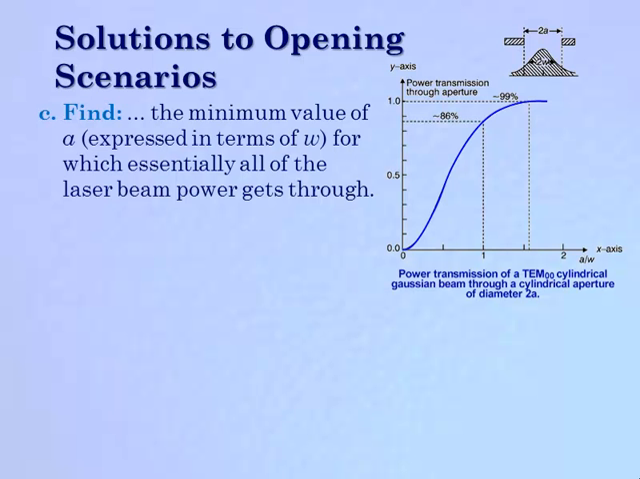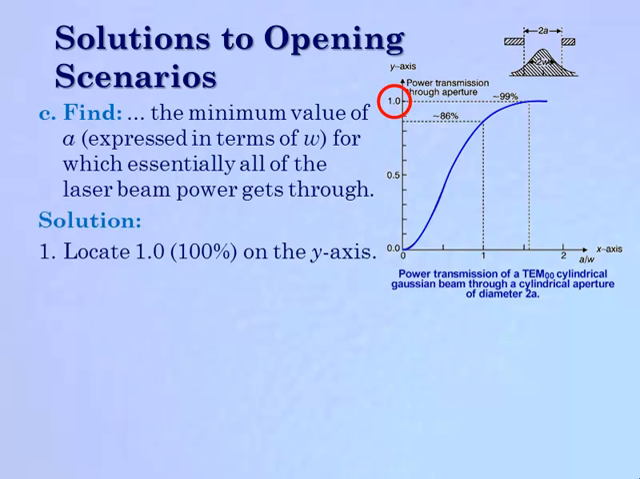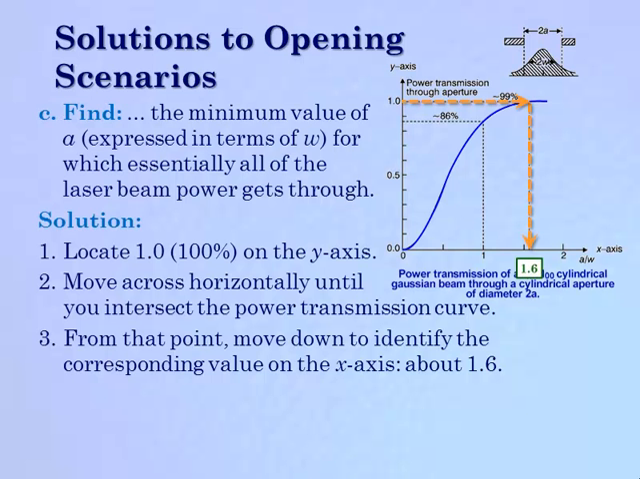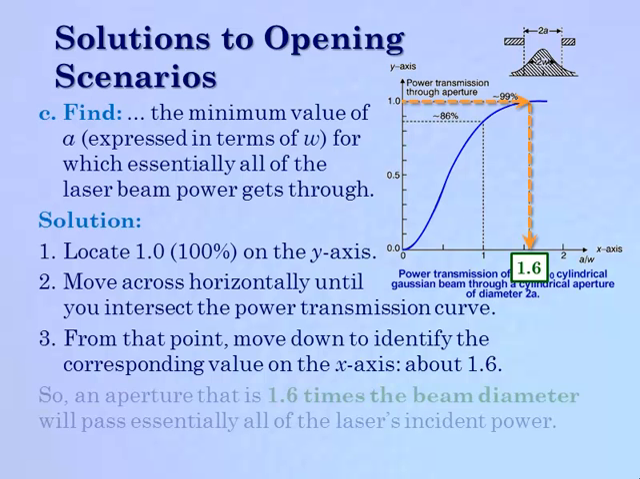And the last thing that it asks us is, what is the minimum value of that aperture? So what's the minimum size of that aperture for which essentially all of the laser beam power will get through? And inquiring minds would like to know, so let's find out. So we'll locate 1 or 100% on the y-axis, and this time we'll move across until we reach the curve. And this time it's a little harder to figure out exactly where it reaches the curve, but we'll figure right about here, and then we will move down from that point and we come up with about 1.6. So when the aperture is about 1.6 times as large as the beam diameter, all of the laser's power can make it through that hole. So that's a pretty interesting result, right?